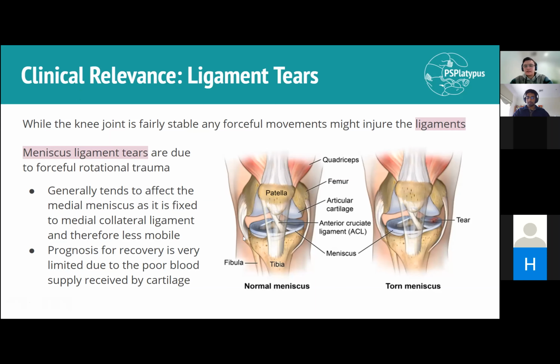And the kind of bad thing with these sorts of injuries, if it's not treated, is that because it's made of cartilage, and cartilage is generally avascular, you're going to have very poor prognosis for recovery, unless you go in and try and replace the cartilage with something external. So it's not going to be able to repair itself is the main point to get out of this. Okay, and I think that's it.